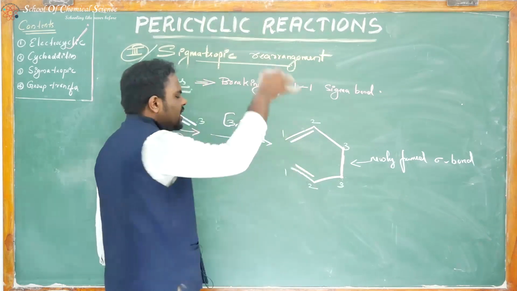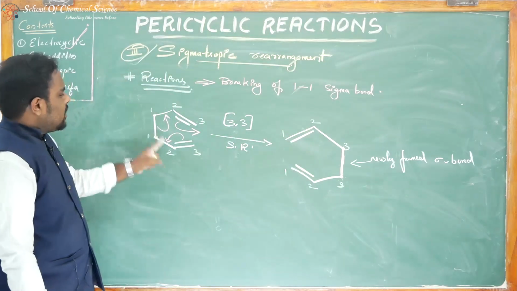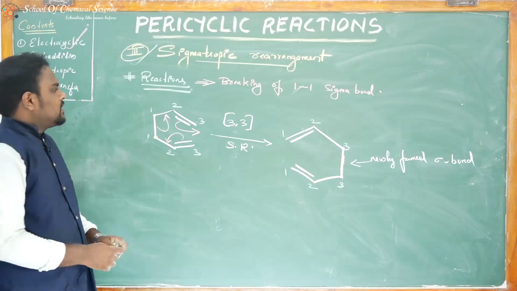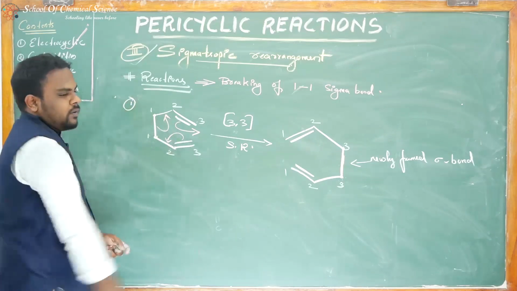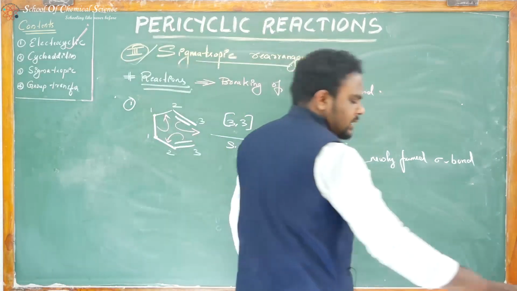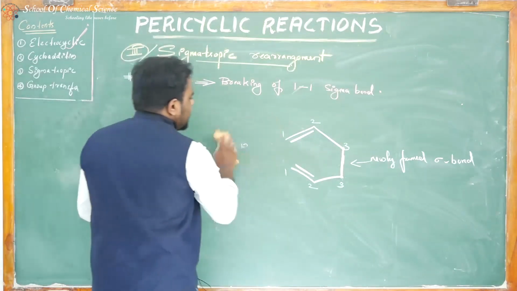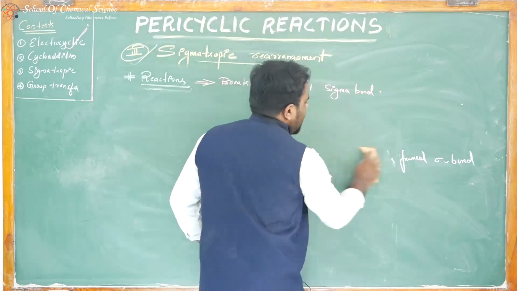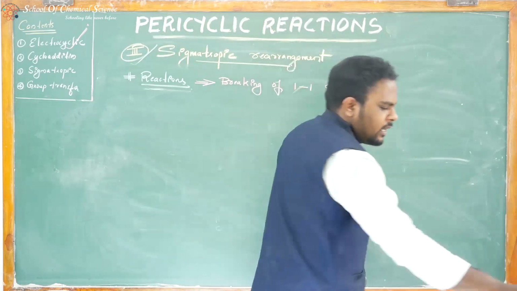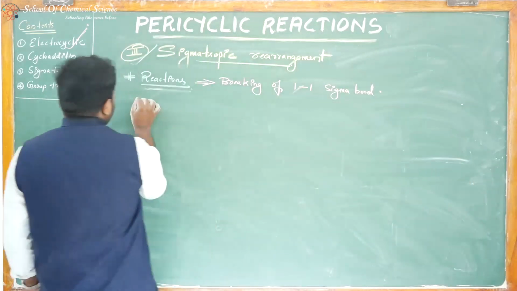Here a pi bond is present. Between this a pi bond is present. So that is the first example. Then the second example. The name of the sigmatropic reaction is given by wherever the new sigma bond is formed. Example 2.